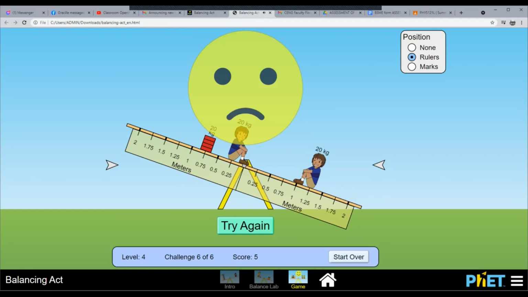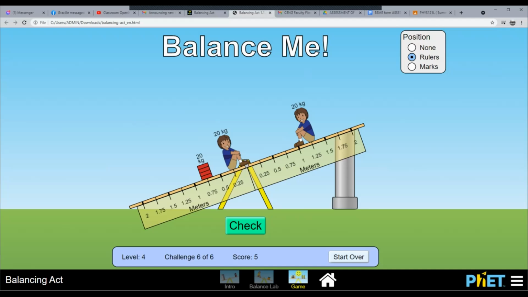Incorrect. Pero you would notice, nag-topple down dito, umangat dito sa left side. So, saan ang posible lang natin na ilagay yung 20 kilogram? Sa mas malayo. 0.5 po. Sa mas malapit o sa mas malayo from the fulcrum? Mas malapit po.